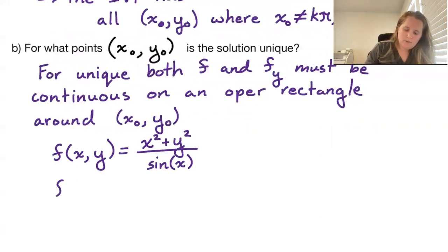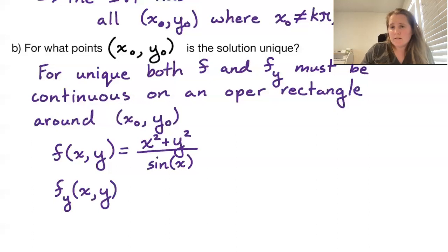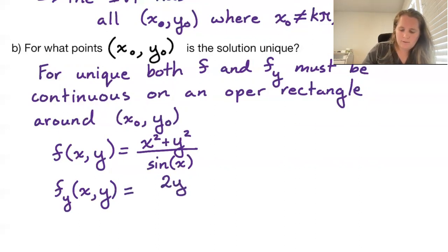If we take the partial with respect to y, the x squared over sine of x doesn't have any y's, so that'll just go to 0. The plus y squared over sine of x, y squared will go to 2y, and the dividing by sine of x just comes along for the ride.